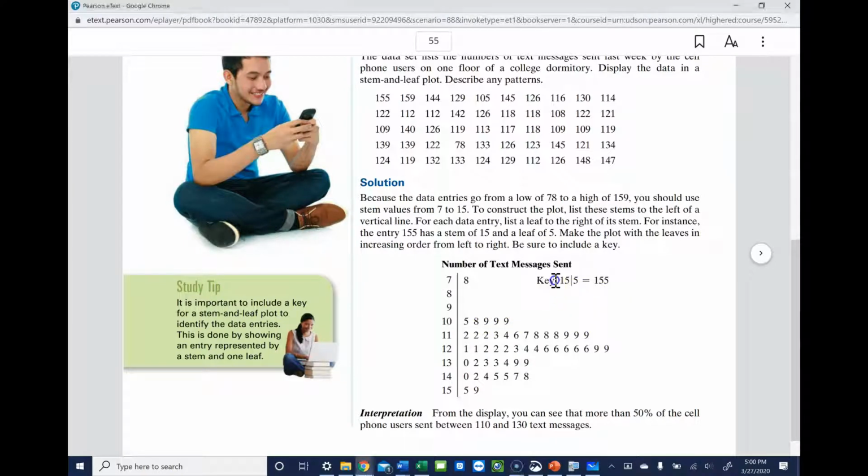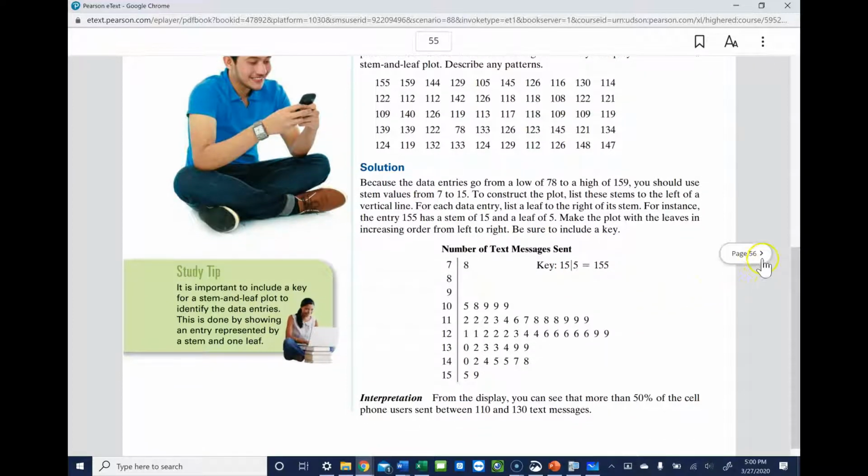Notice it gives a key. It says the key: 15, a line, and then a 5 means 155. So you always include a key with your stem and leaf plot.